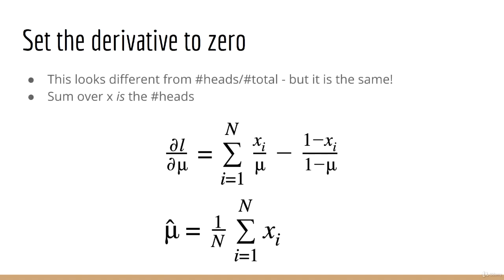In actuality, it is. Remember that x can only take on the values 1 and 0. So when x is 0, that's tails, so they don't contribute anything to the sum of x. The sum of x, then, is just the sum of a bunch of 1s, which is the number of times we flipped heads. So in fact, this is exactly the same as number of heads divided by n.